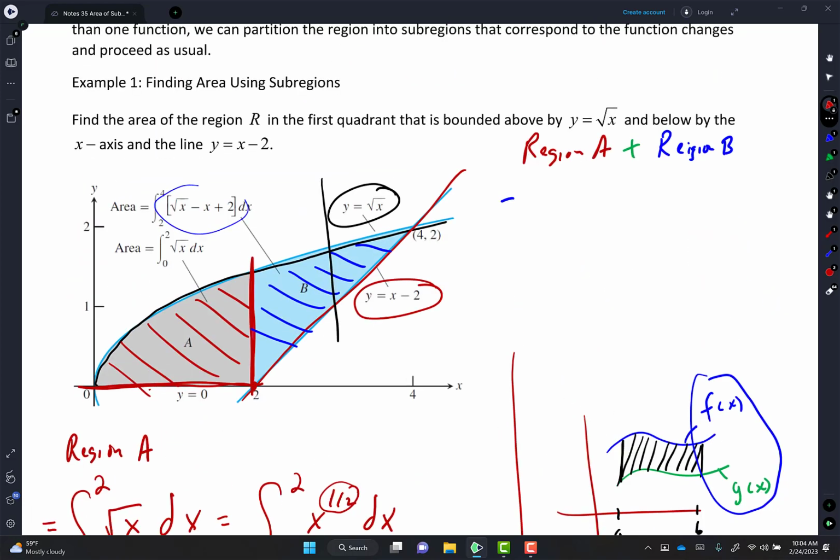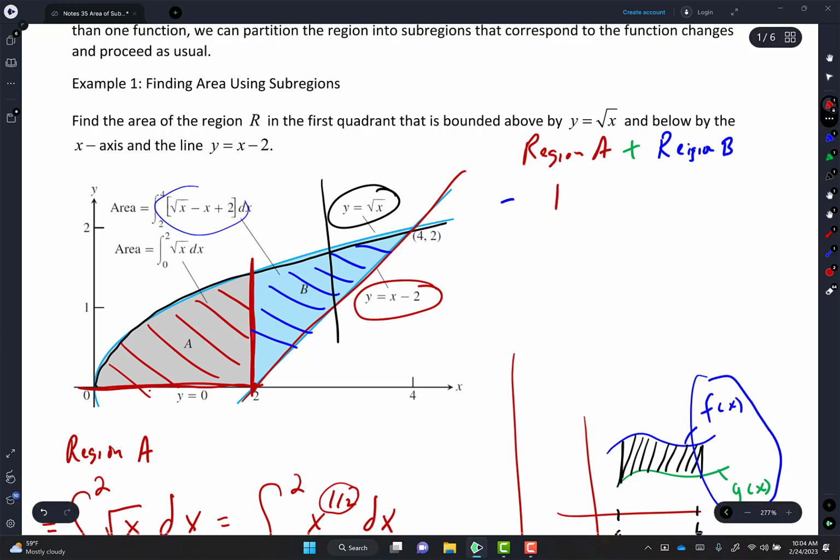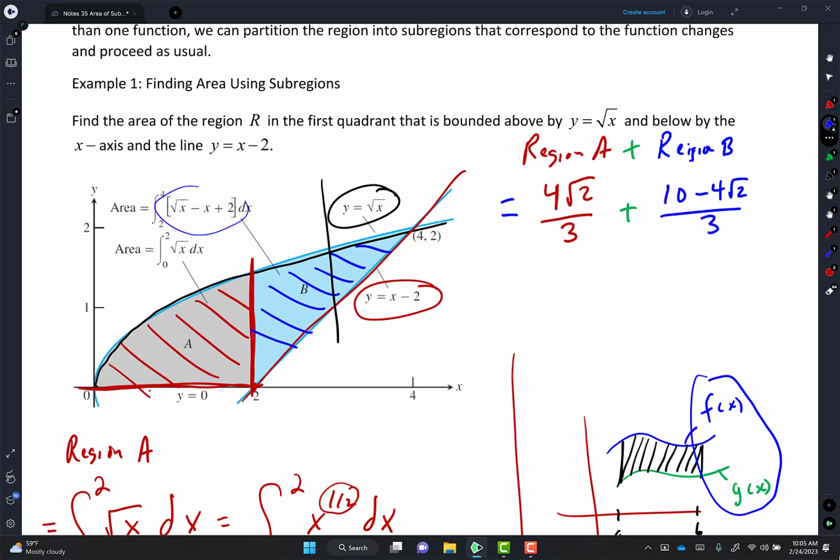All right. 4. There's a lot of lag. Sorry, guys. Square root of 2 over 3. And there's so much lag, the equal sign didn't even come out. There we go. Plus. And then give me what I had for the blue. 10 minus 4 square root of 2. All this is over 3. All right, perfect. Here's my answer.